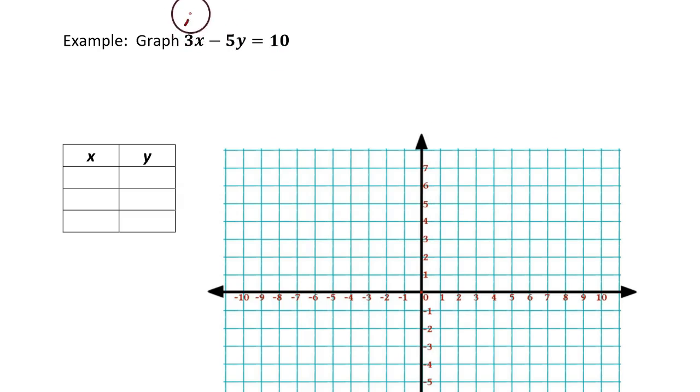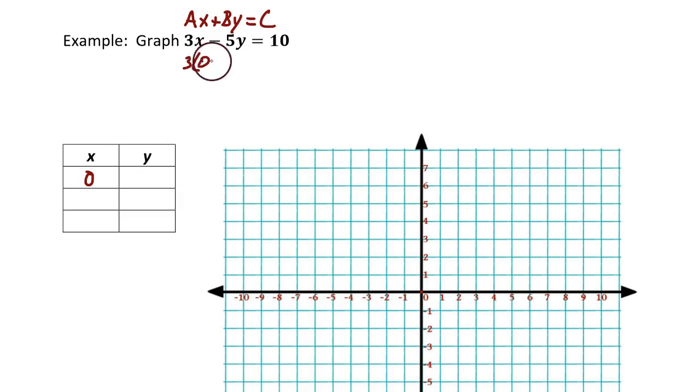This fits the form ax plus by equals c, where the a is 3, the b is -5, and the c is 10. Because it fits that form, we're expecting a straight line. To find the straight line, let's plot 3 points. Remember the suggestion to use 0 for x.